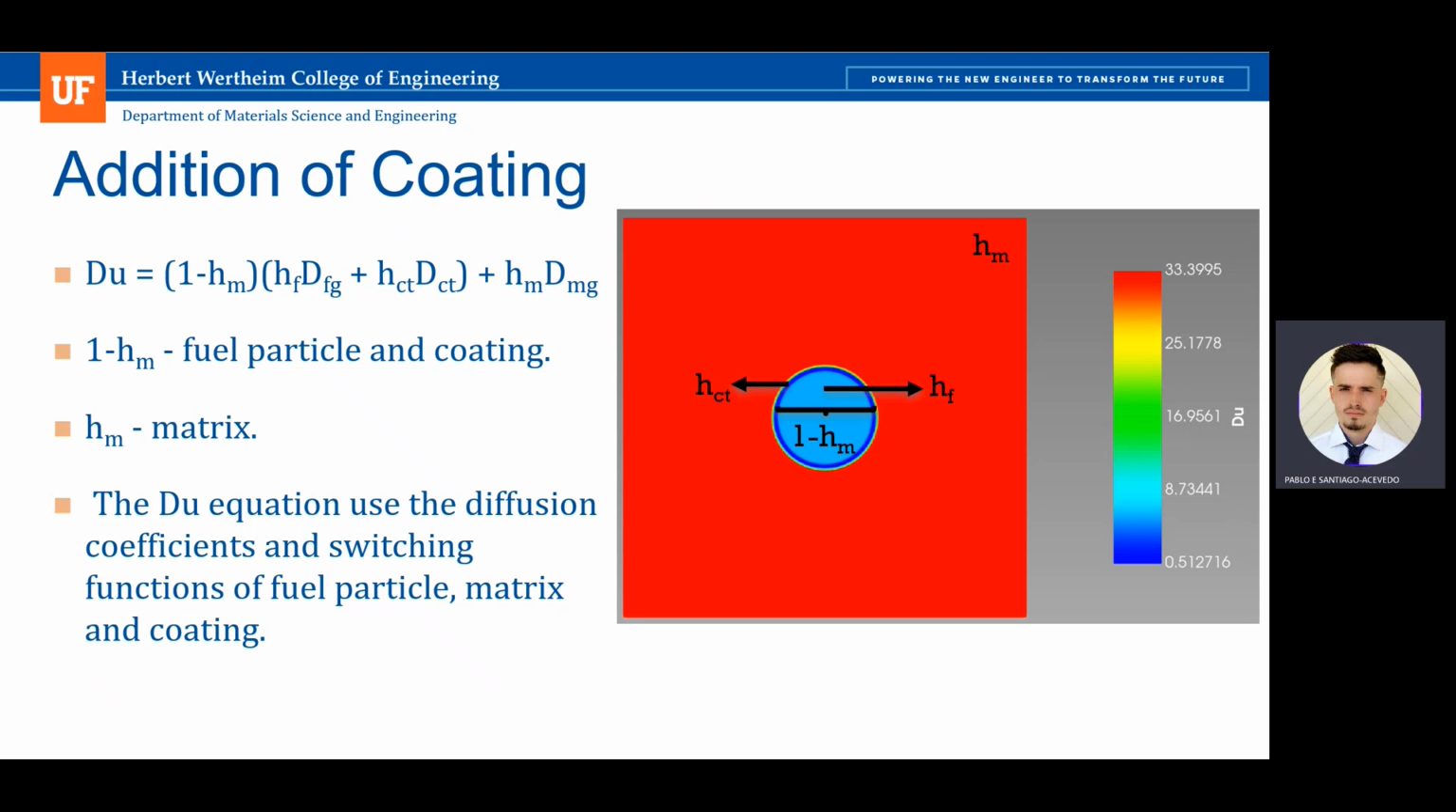After modifying the D_U equation, coating was added to the fuel particle to analyze its impact in the simulations. The right image is a D_U model obtained from one of the simulations. The switching functions were added to the presentation to identify each region. In this case, h_m represents the matrix and 1 minus h_m represents the fuel particle and coating regions combined, but separately, h_f corresponds to the fuel region and h_ct to the coating region.